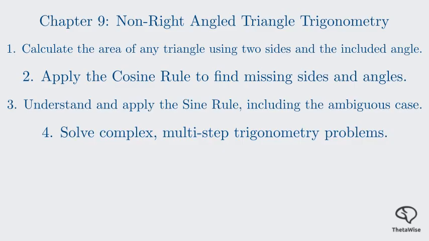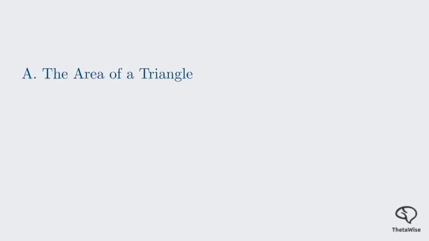These skills are fundamental for HL and will be demonstrated with rigorous IB-style examples. Let's begin. We'll start with the first objective, calculating the area of a triangle. You are likely familiar with the standard formula for the area of a triangle. It states that area equals 1/2 times the base times the height.